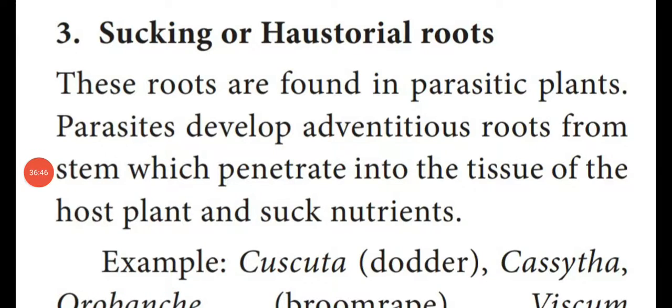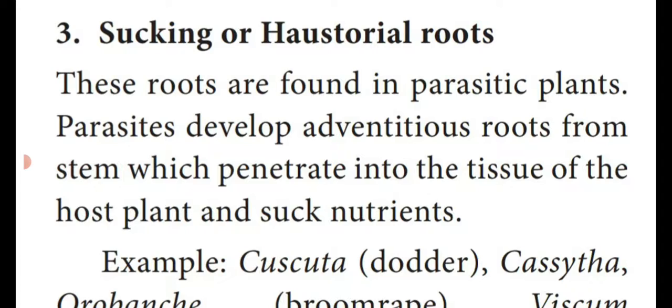So the next root is the sucking or haustorial root. Sucking means absorbing water and mineral salts, or absorbing the food material. That type of root is known as sucking or haustorial root, which is seen in parasitic plants. What are parasitic plants? Plants which live on another host organism for their habitat, that means living place, and also food material, are known as parasitic plants.